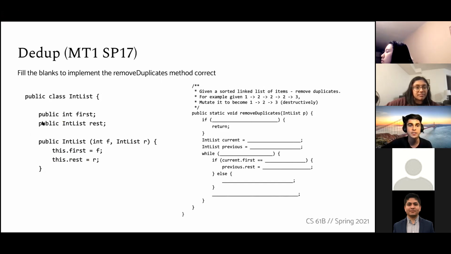We have an int list class. We have the first and the rest variables that we can use. And so given a sorted linked list of items, we want to remove the duplicates. It's as simple as that. So for example, if we're given 1, 2, 2, 2, 3, all we want to do is mutate it to become 1, 2, 3. And keep in mind, the keyword here is destructive. And so essentially what that means is that we want that same object to be 1, 2, 3, and we don't want to create a new list and make that the non-duplicate version of this.